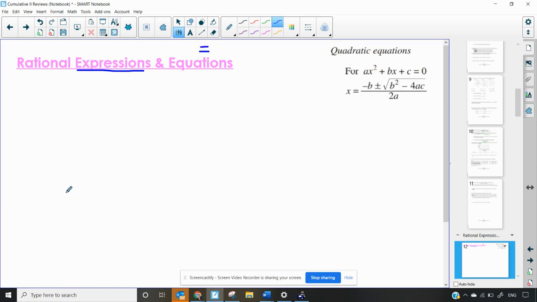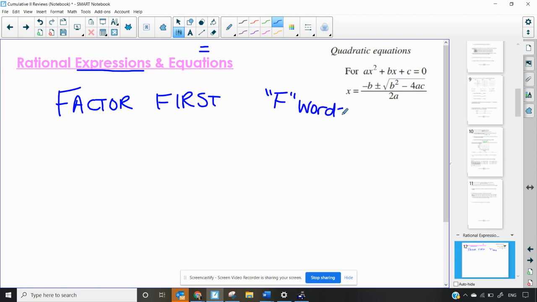So we started off by simplifying rational expressions, and in all cases, one of the most important things for this unit is to remember to factor first. Or as I have told you guys a few times, remember the F word. And it's not that F word that some of us might think of sometimes.